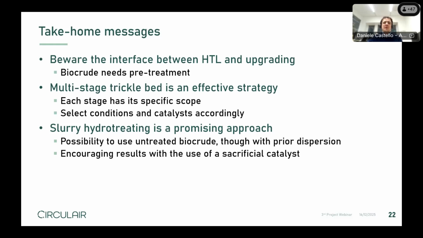There are some ways, for example, the dispersion of this heavy biocrude into some carrier can be an option we are also testing. But we got encouraging results with the use of sacrificial catalyst.